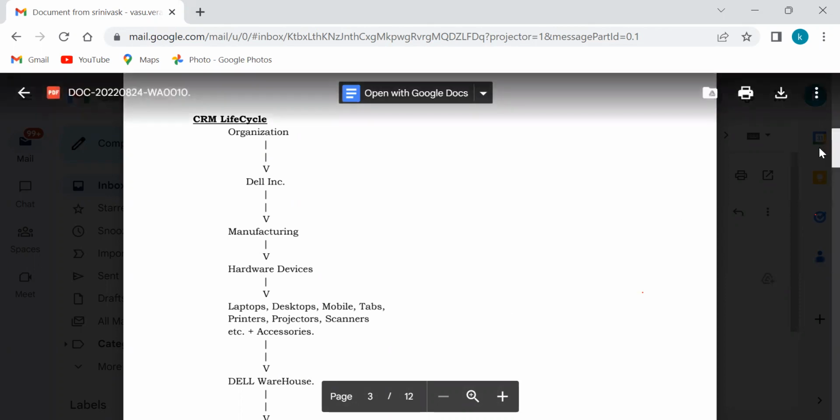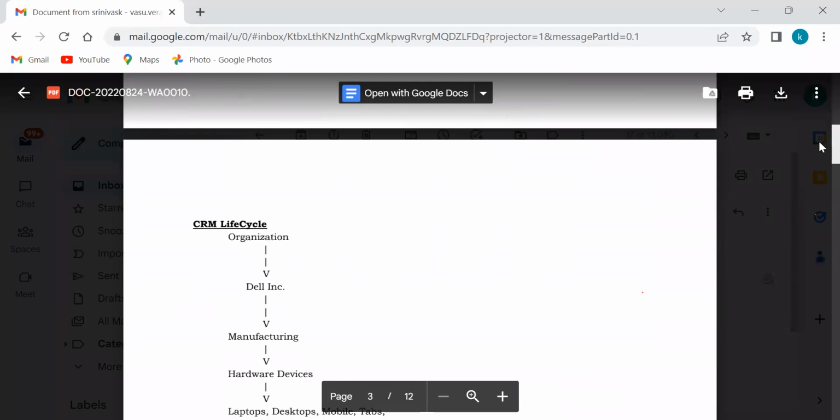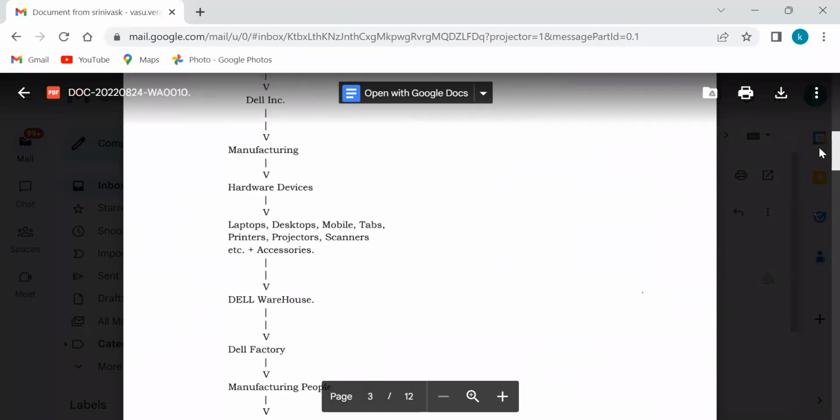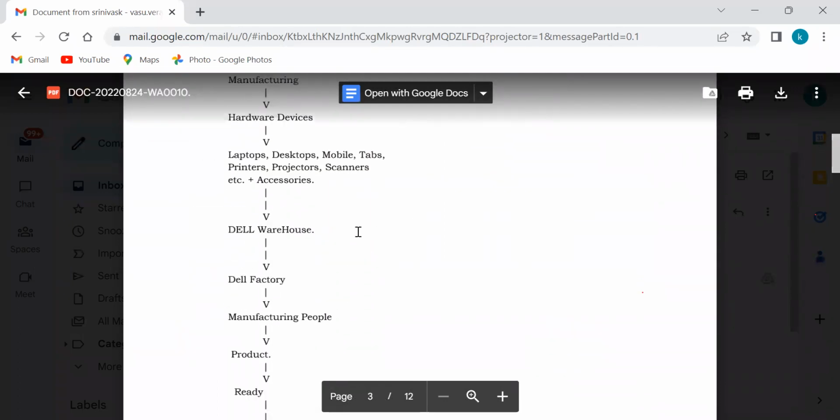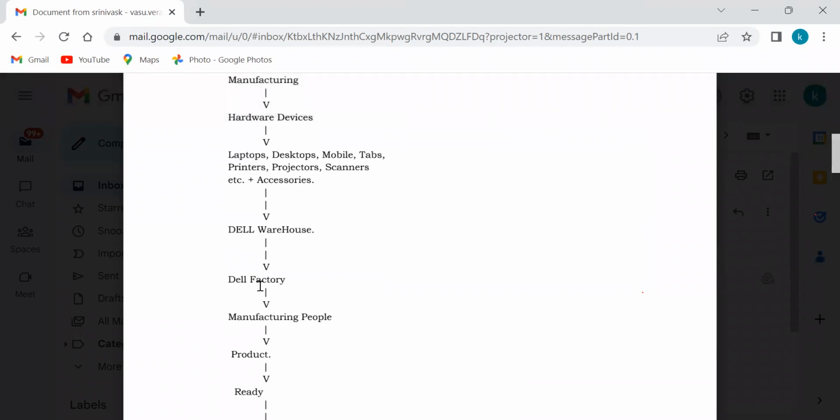Okay, so once all the subcomponents are available in the Dell warehouse, from there they are going to be distributed to various Dell factories available throughout the world. Even in India, we have a Dell factory in Chennai. So all the subcomponents will be distributed to various Dell factories throughout the world.